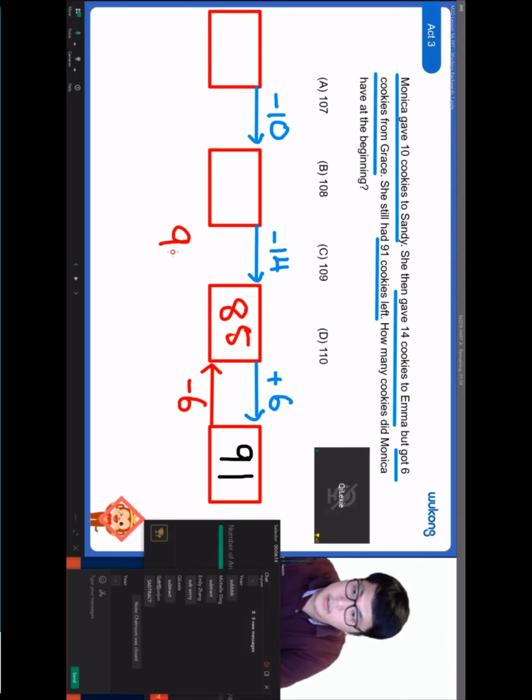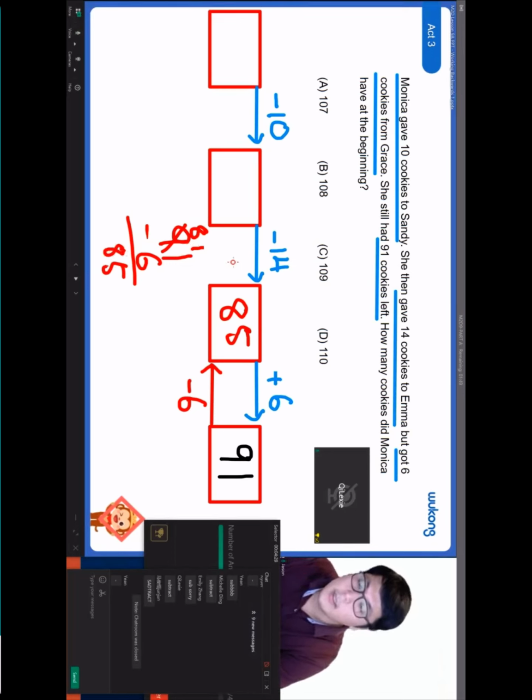So yes, 91 minus 6 equals, since 1 is lower than 6, we need to borrow 1 from the 9. So it's 11 minus 6, which is 5. And since we borrowed 1, it's going to be 8. So 85. Well done.